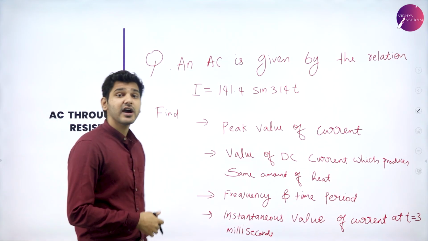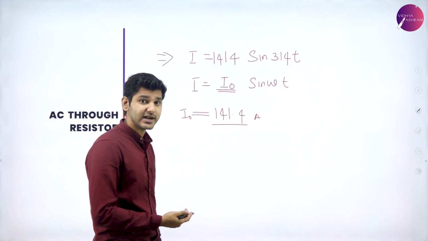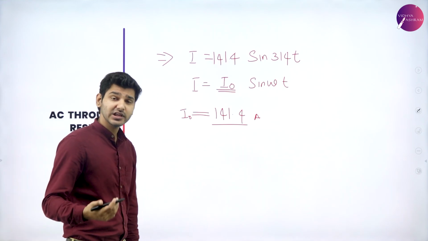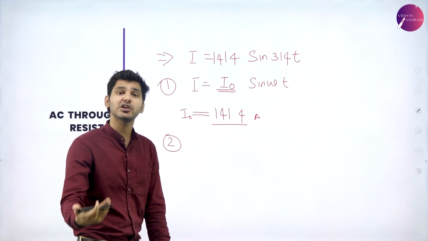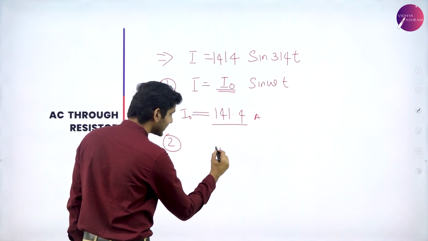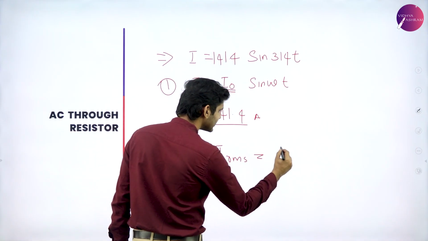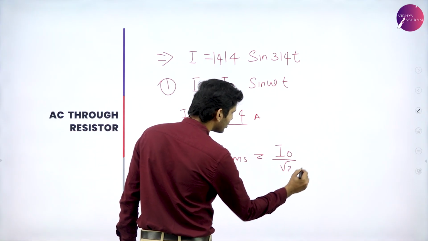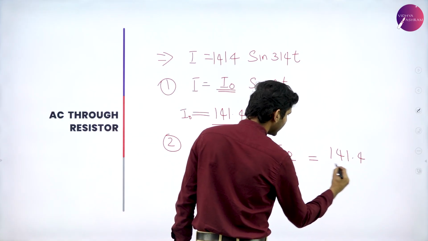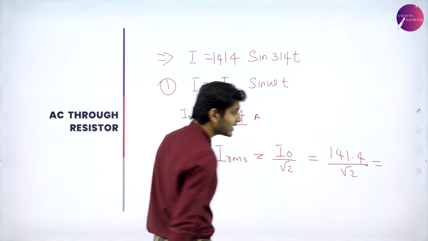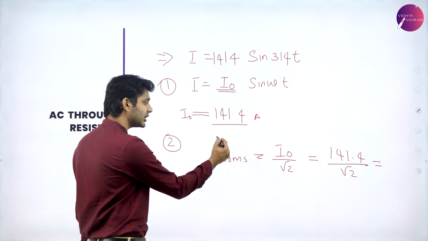Now, the second question, find the DC equivalent of this particular AC current. Again, we have one simple relation, that is relating the RMS value. So the only thing we have to do is find the RMS value. In order to find the DC equivalent, that is the RMS value of current, we know there is a simple relation, I naught divided by root 2. So dividing 141.4 by root 2, you will get the DC equivalent of this particular current.